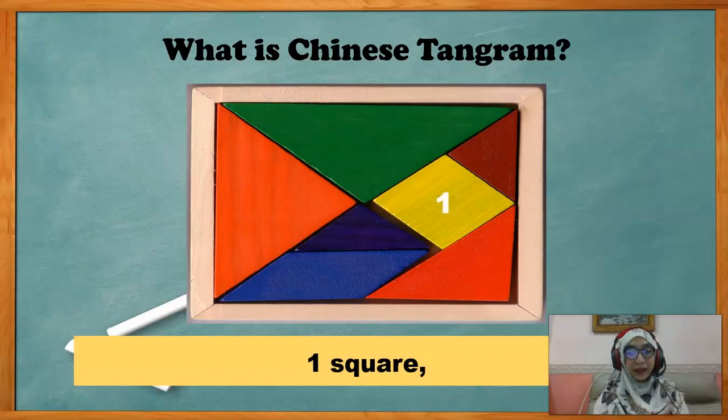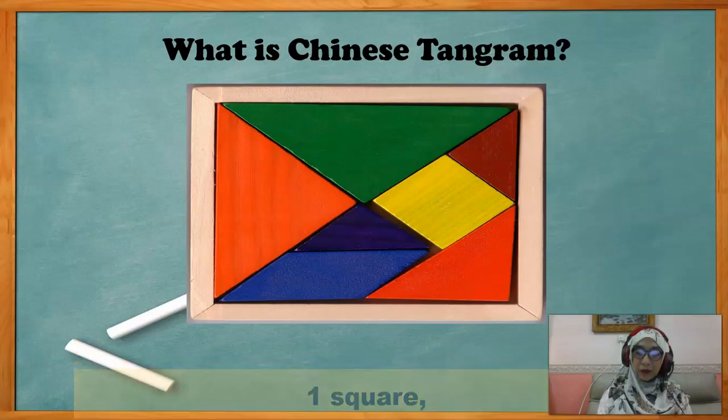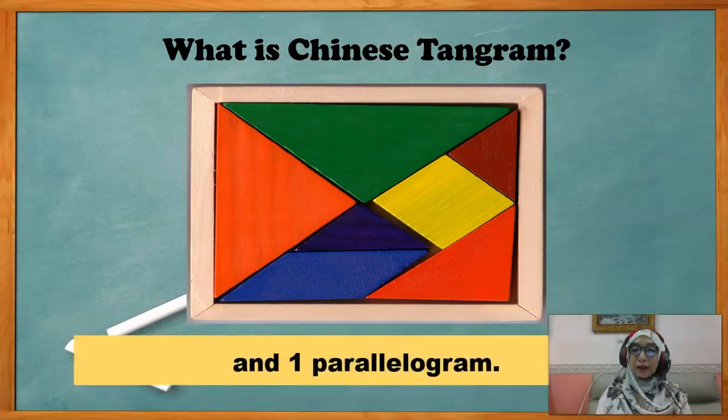Can you see? There, one square. And finally, we have one parallelogram. So which one is that? It's the blue one here. Okay, so these are the 7 puzzle pieces that we use in Chinese tangram.